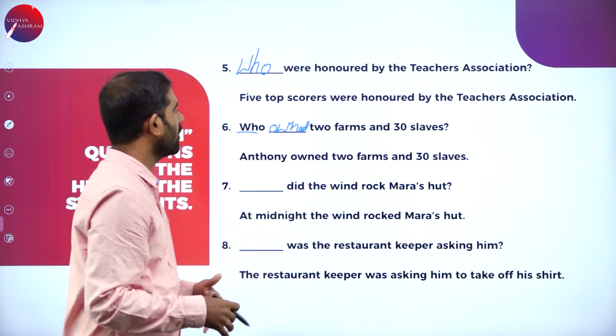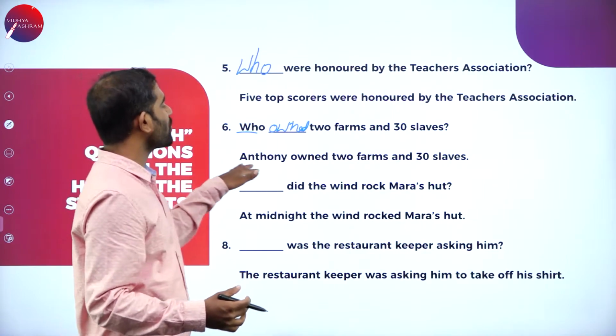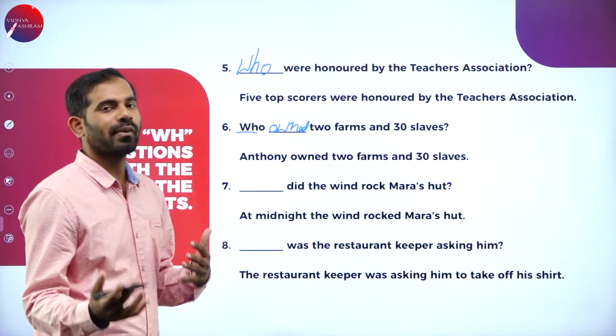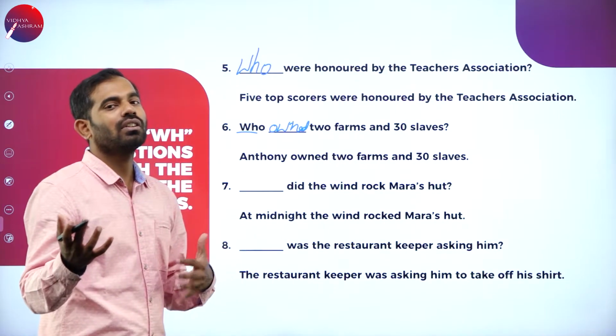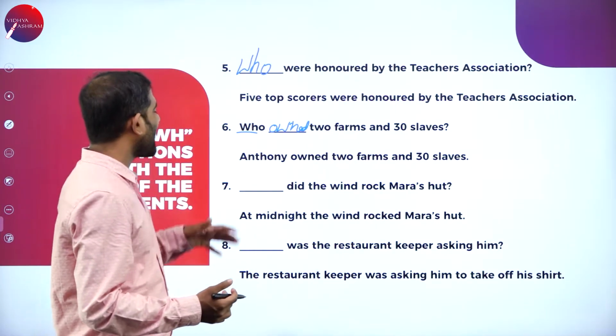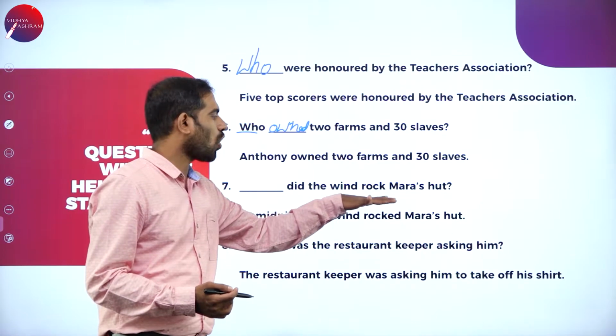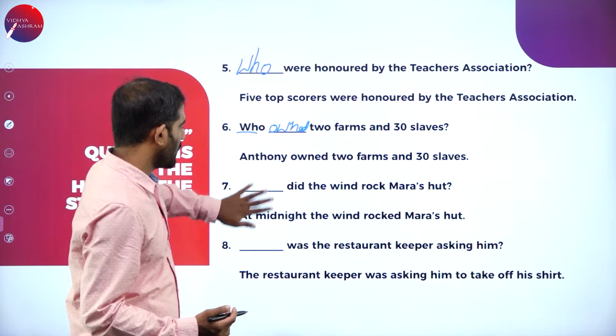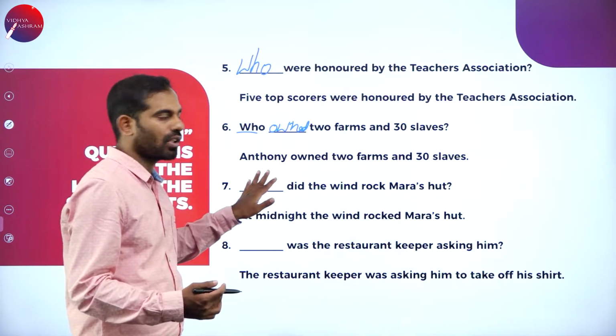Who owned 2 farms and 30 slaves? Anthony owned. Owning is the main verb, either the main verb, the WH question, or the auxiliary verb at times. Dash did the wind rock Mara's hut. So which is the right answer? Which word will fit into this blank?